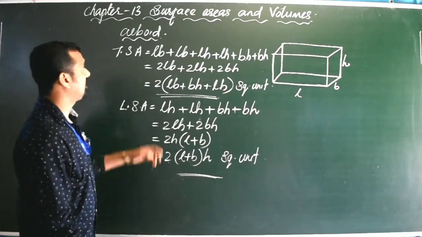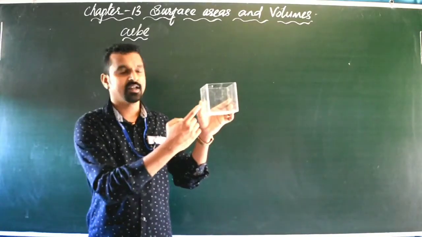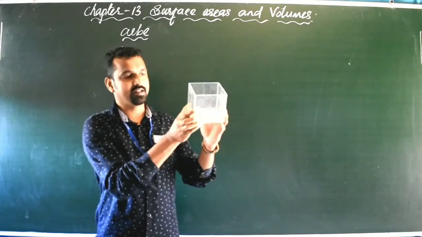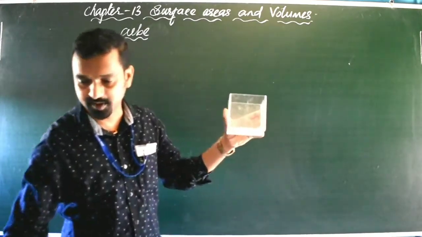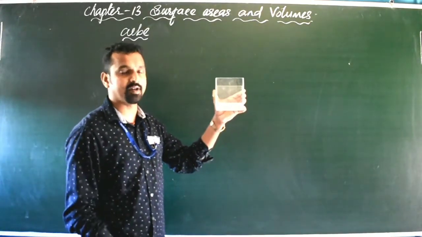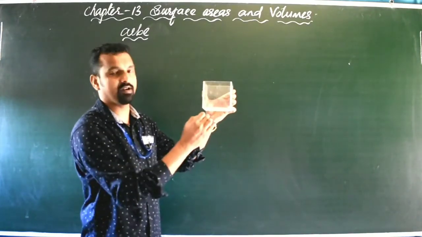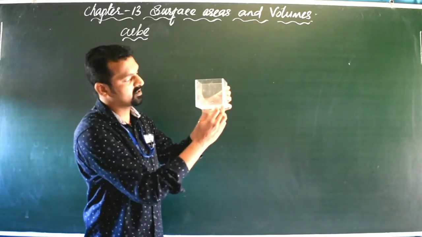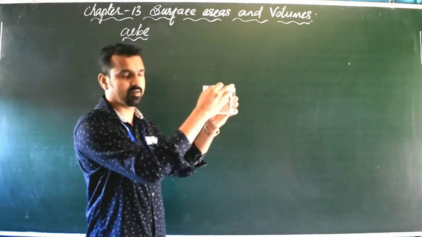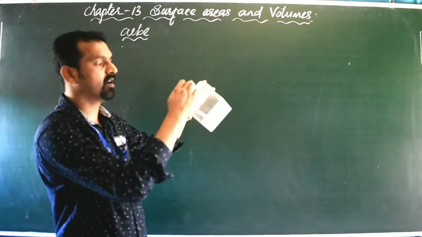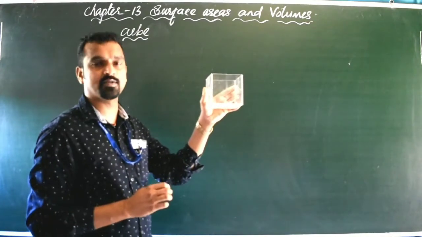Now the next one is a cube. We have studied a cuboid; next we are going to study a cube. Now you see, it is in the shape of a cube. The difference between a cuboid and a cube is that a cuboid has a length, breadth and height, but in a cube all edges are equal. If this one is 5 centimeter, then this edge also will be 5 centimeter, this height also will be 5 centimeter. All the edges are equal. It is a solid shape and all its edges are equal. That is called a cube.